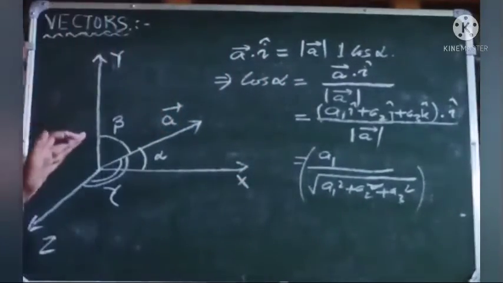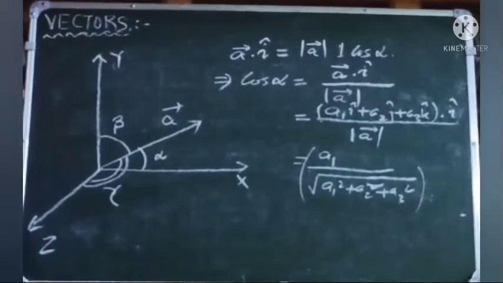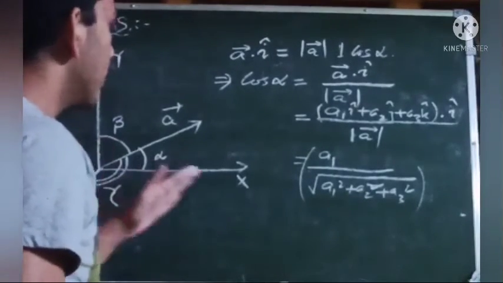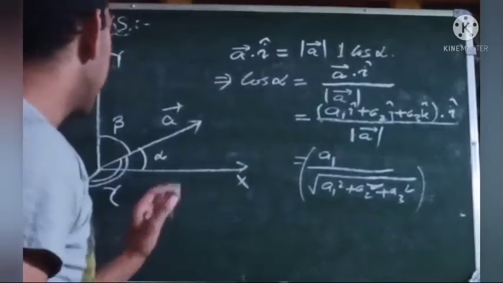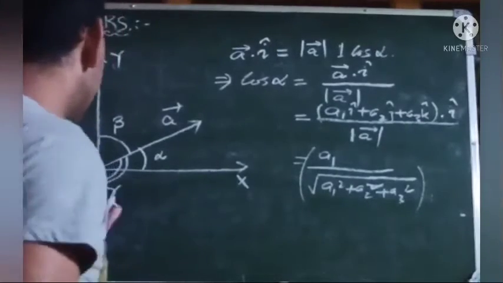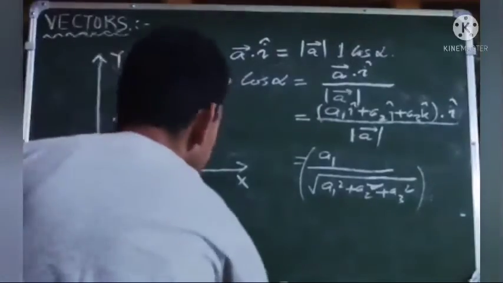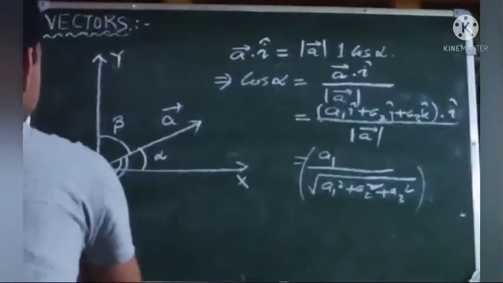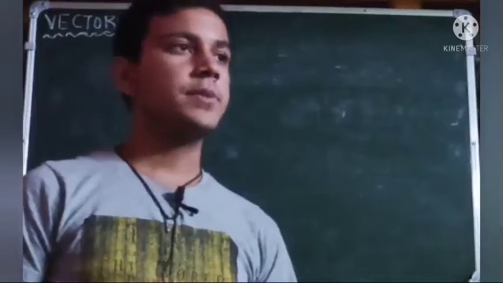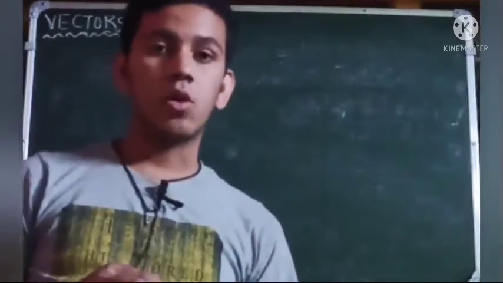In this way we can write beta as well as gamma. Here cos of beta will be a2 divided by magnitude of a vector, and cos of gamma will be a3 divided by magnitude of a vector. These are some simple derivations. Now next we are going to see the projection of a vector on another vector.